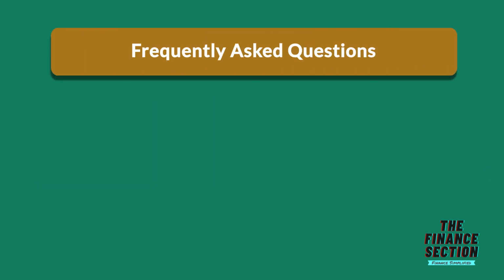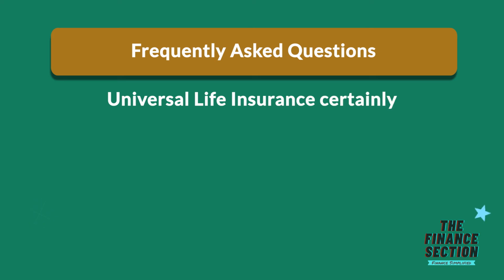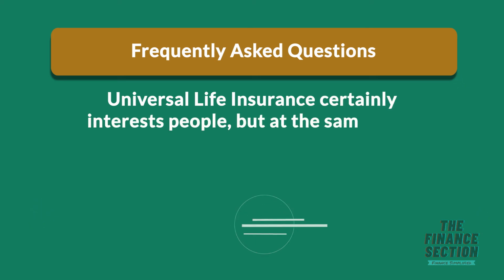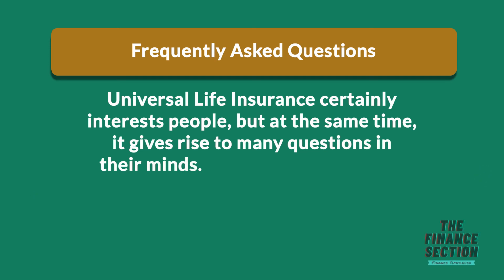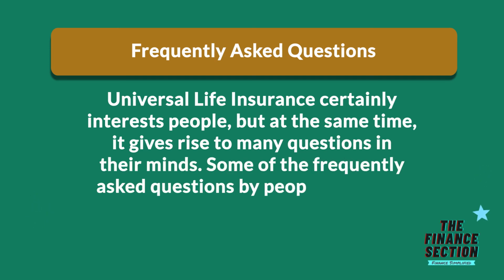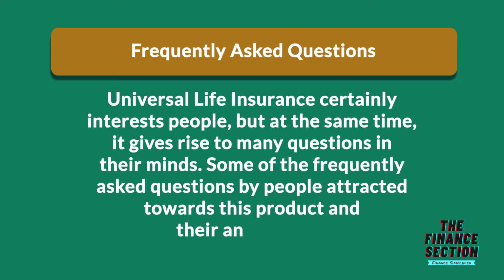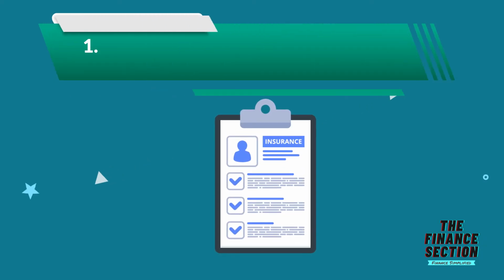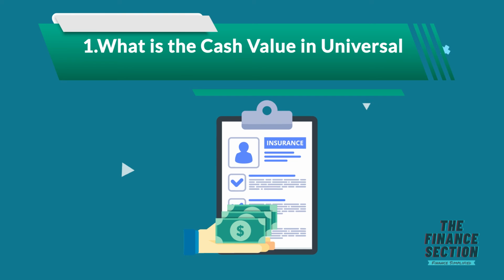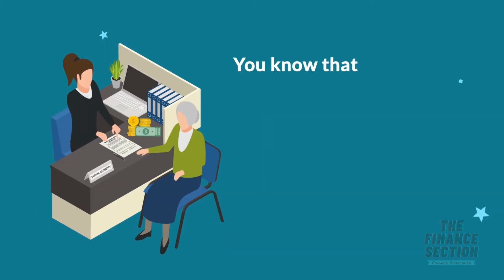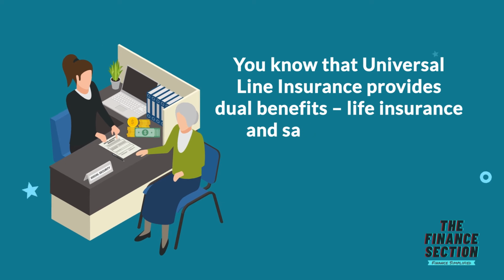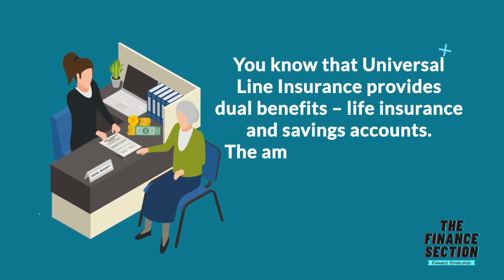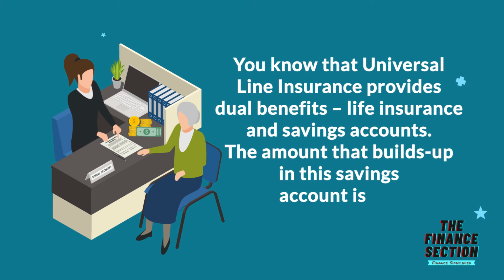Frequently asked questions. Universal life insurance certainly interests people, but at the same time, it gives rise to many questions in their minds. Some of the frequently asked questions by people attracted towards this product and their answers are: 1. What is the cash value in universal life insurance? You know that universal life insurance provides dual benefits, life insurance and savings accounts. The amount that builds up in this savings account is the cash value.